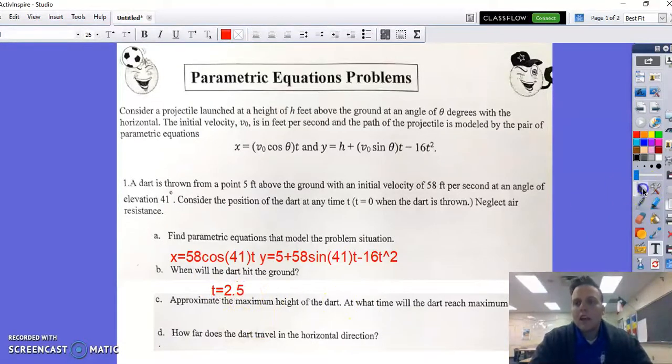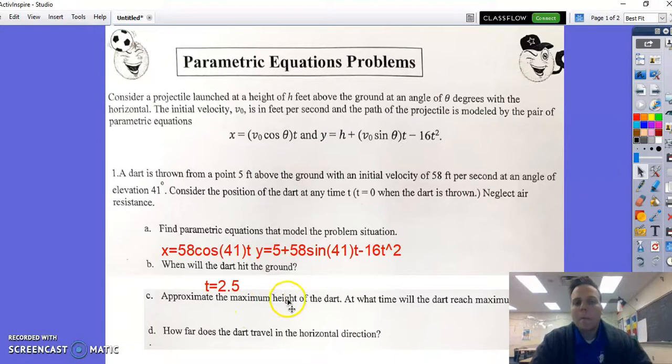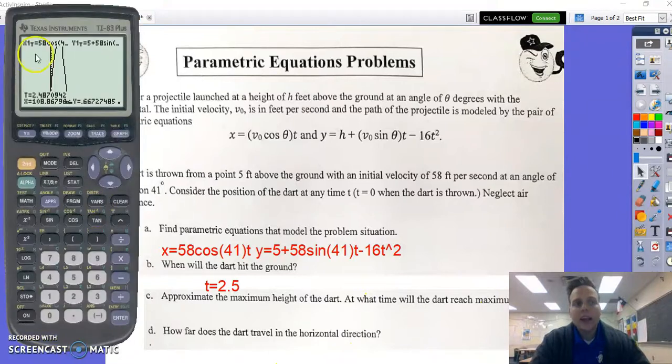Okay? So the next question is, approximate the maximum height of the dart. At what time will the dart reach maximum height? Well, after we've adjusted our window, our calculator can tell us this. We can just trace our way back up to the highest point we see on the screen, and it seems to be happening right here.